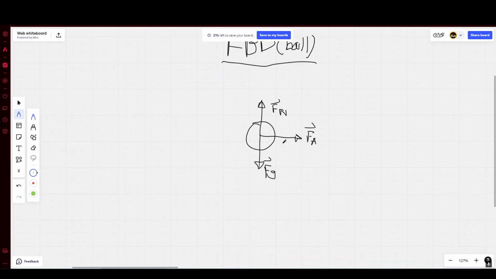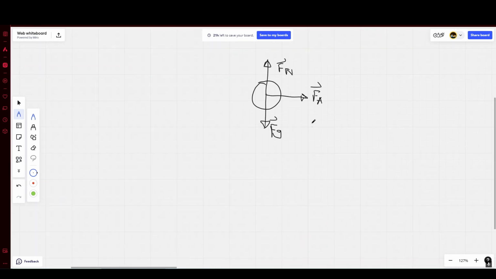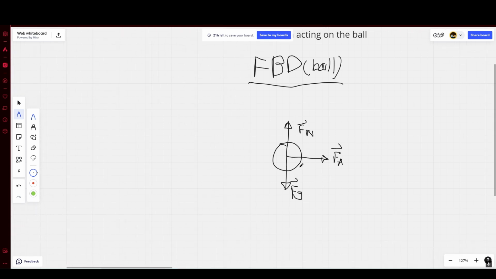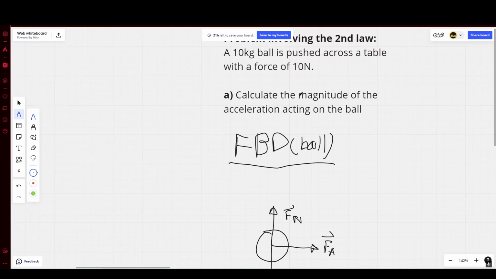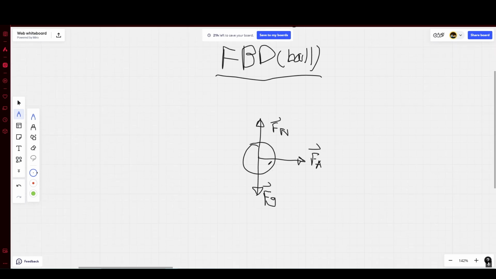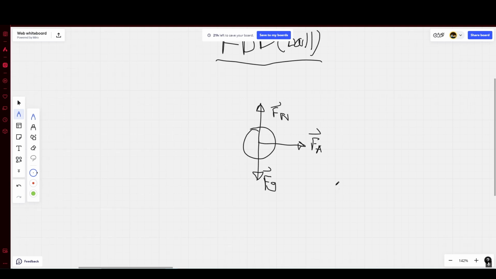Anyway, for now let's write the equation of motion. Now, as you can see in this free body diagram, there's two axes. There's the y-axis with the normal force and the force of gravity, and there's the x-axis with the applied force. Now, since we only need to calculate the magnitude of acceleration acting on the ball, and we know that the ball is not moving up and down, it's only moving to the right, that means we only need to focus on the applied force.